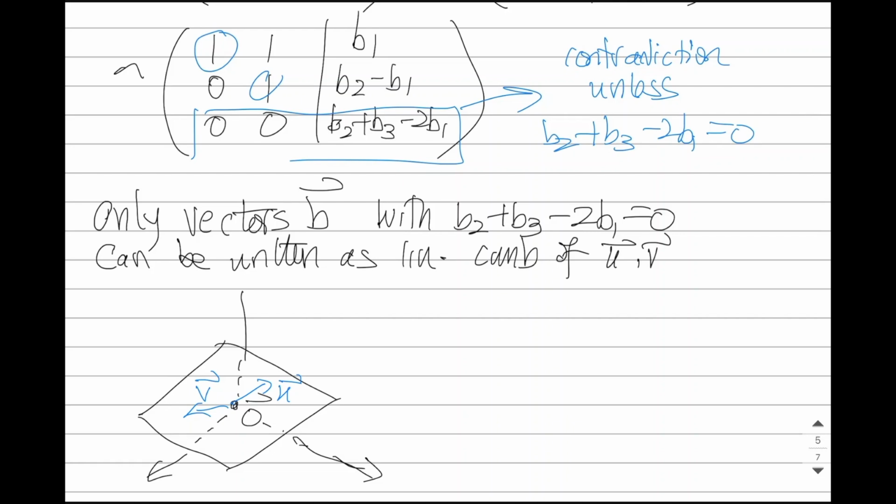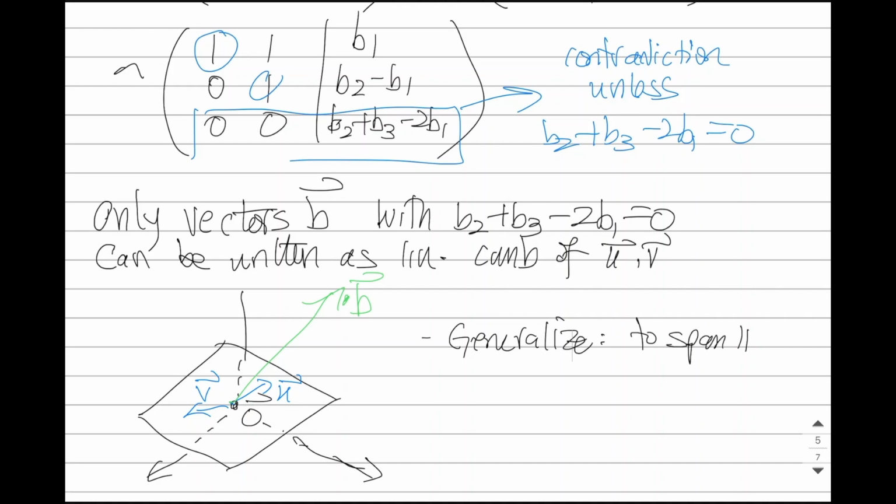And the answer is no, because look, I could draw a vector that's kind of up here in the air, and that vector is not in the plane. Those two vectors are not enough to span R3. And this is a geometric interpretation of this.